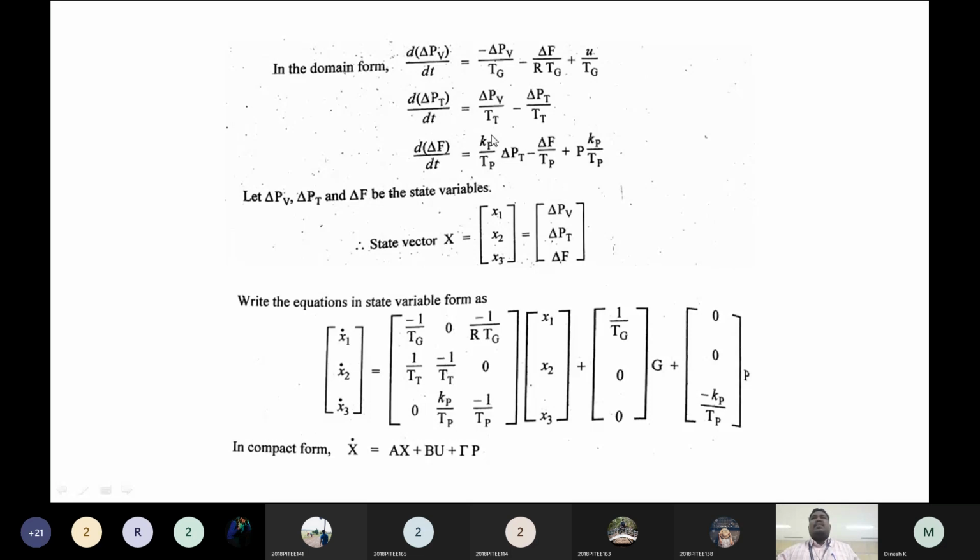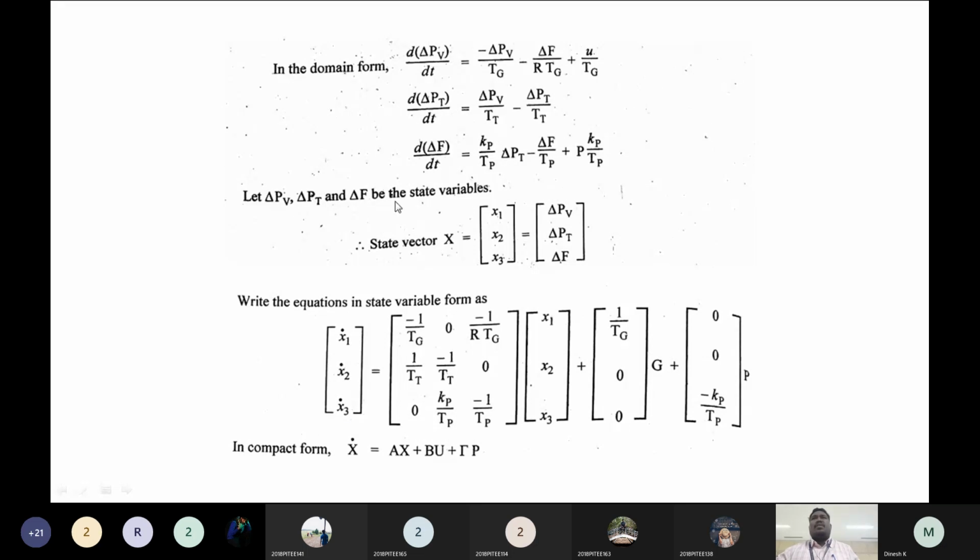So these three variables are state variables. So I can state these three variables as state vector x. So x should be represented as x1, x2, x3. So x1 is del PV, x2 is del PT, x3 is del F. So here I am having the differential form. The d del PV by dt is x1 dot, the d del PT by dt is x2 dot, and the d del F by dt is x3 dot.